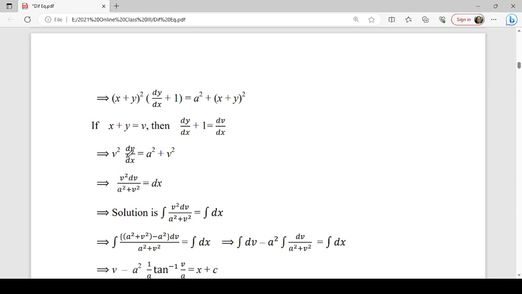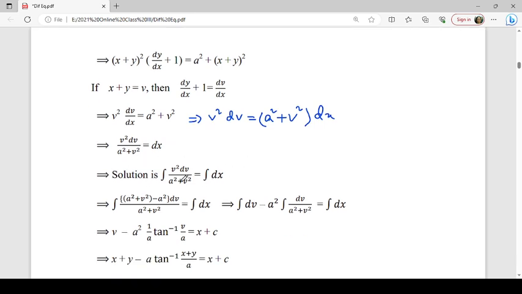Simplify it, we will have v square dv is equal to a square plus v square dx. So we need to take it to the left hand side, so it is v square by (a square plus v square) dv is equal to dx, and the variables are separate now. So the solution is the integration of this with respect to v and this with respect to x.